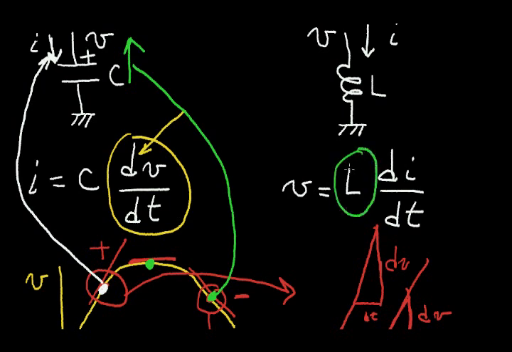So let's erase this. Now I want to show you a different equation for the capacitor and for the inductor. Let's draw a capacitor. I'll ground the bottom plate, and I'll call this capacitance C. Over here, let's draw an inductor. Again, the bottom terminal will be grounded, and I'll call this inductor L.